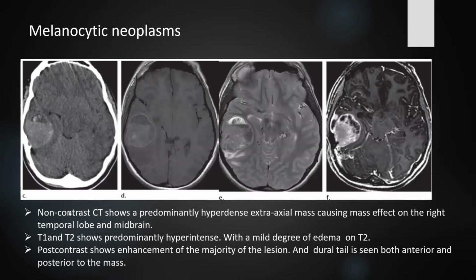In this case, the non-contrast CT shows a hyperdense extra-axial mass causing mass effect on the right temporal lobe, and showing hyper-intensity in T1 and T2 with a mild degree of edema. Post-contrast shows enhancement in the majority of the lesion, with a dural tail anterior and posterior to the lesion.